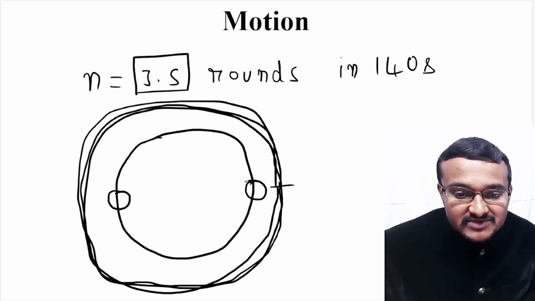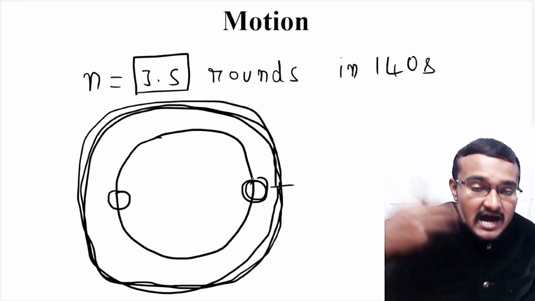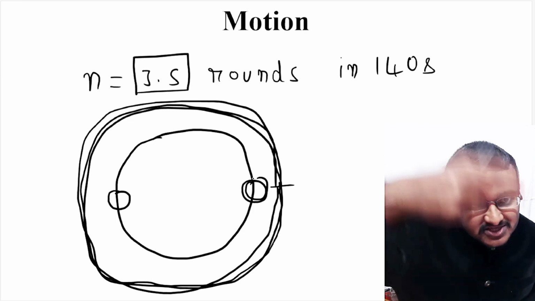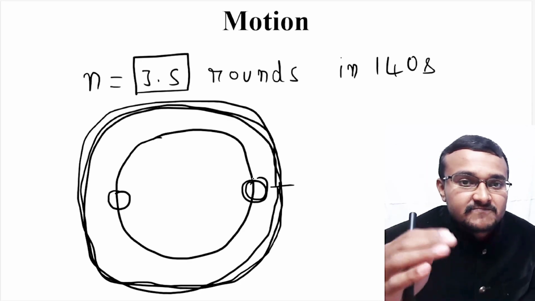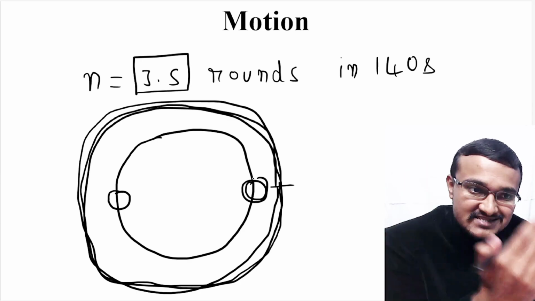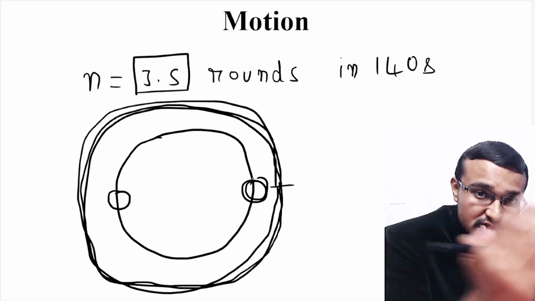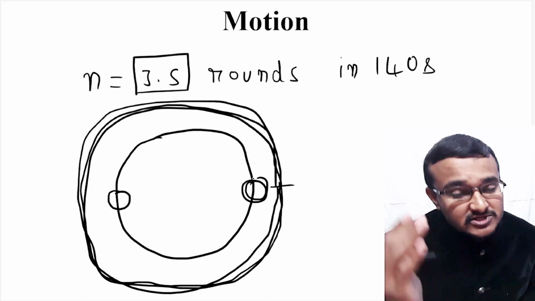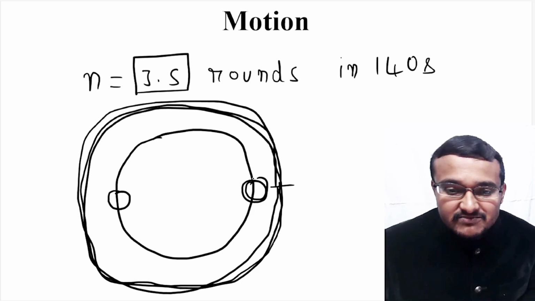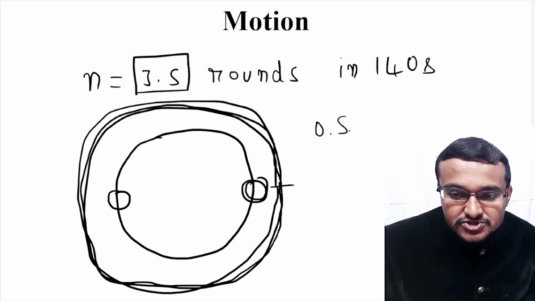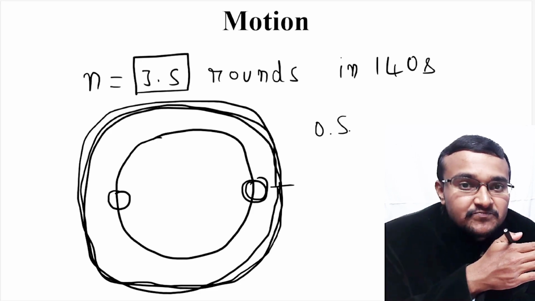So his initial position was here. 3.5 rounds means after completing 3 rounds, he was in the same initial position. Because it is a circular path, wherever you start, you will reach the same position if you complete one round. So after completing 3 rounds also, he was back in the initial position. But here, we have 3.5 rounds. That means an extra 0.5 rounds is also there. He has completed 0.5, that is half of the circle.